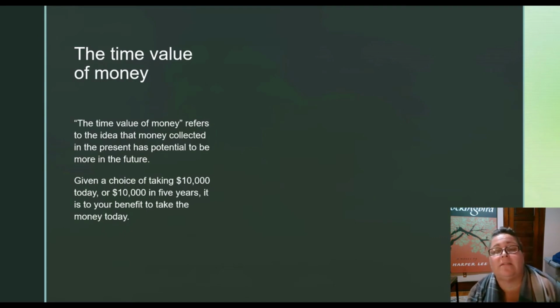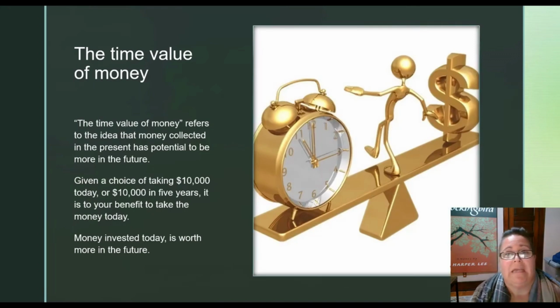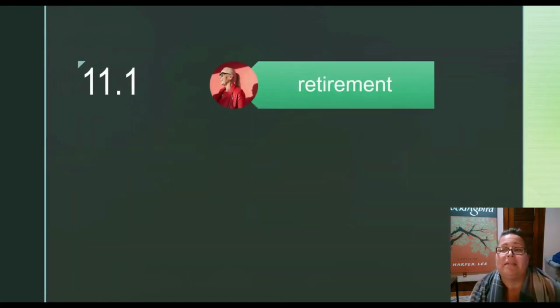I'll just give you $10,000 today, $10,000 now, or I'll ask you to wait 5 years and you'll get the same amount of $10,000. Most of the time, we will take the money today because money that we are able to invest today will be worth more money in the future. This is known as the time value of money. So the time value of money is based upon compounded interest.